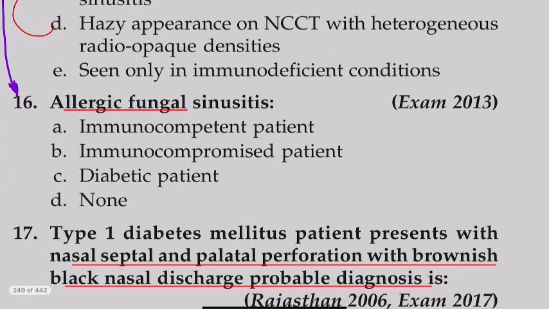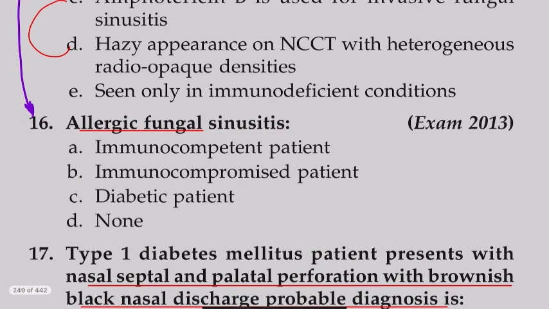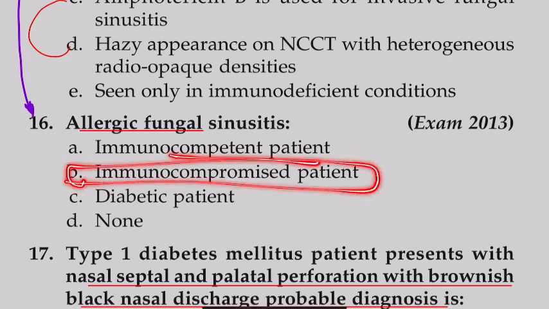Now, allergic fungal sinusitis will occur where? It will occur in the case of immunocompetent patients, right? It will not occur in immunocompromised, it will occur in immunocompetent patients. Okay, invasive fungal sinusitis is seen in what? Immunodeficient conditions, the most common of them being diabetes mellitus, right? Diabetes mellitus. So here this is the broad term we'll use.